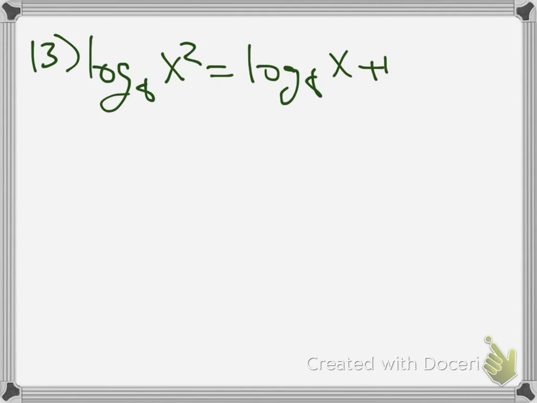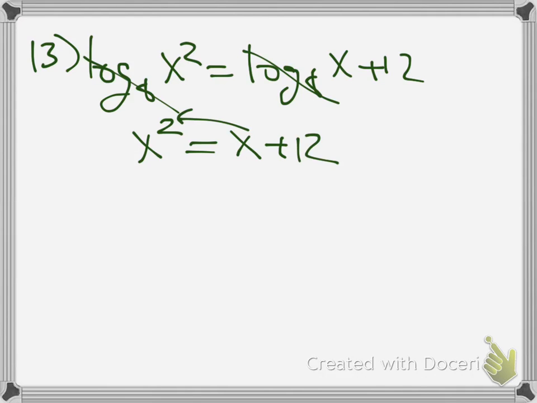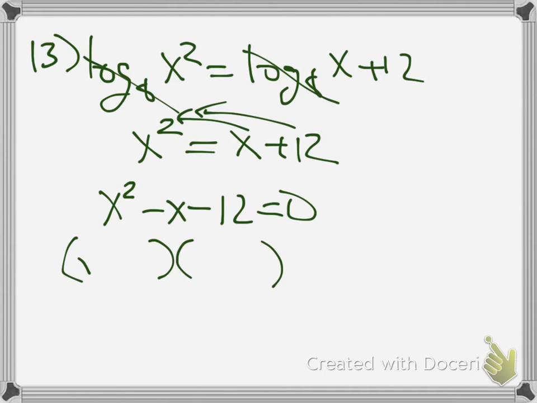Now we've got one where there's log on both sides. When there's log on both sides, it's a quadratic. Notice that's an x squared, so we can drop the logs and just say x squared is equal to x plus 12. Now, since there's an x squared, everything has to join the x squared. Move it over, makes it negative. Now I have x squared minus x minus 12 equals 0. You could factor this and get that answer.